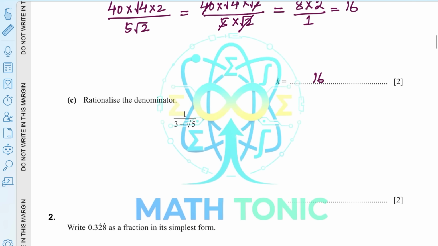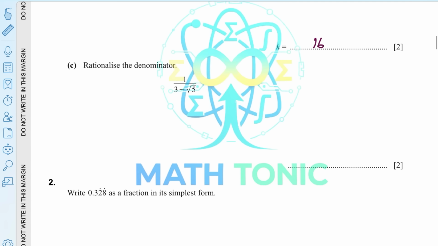Okay, now question number C. Question number C is given, rationalize. How to rationalize any surd? All of us know that we have to multiply the conjugate in the numerator and denominator. So 3 minus root 5 times 3 plus root 5, and in the numerator we have 3 plus root 5, like this.